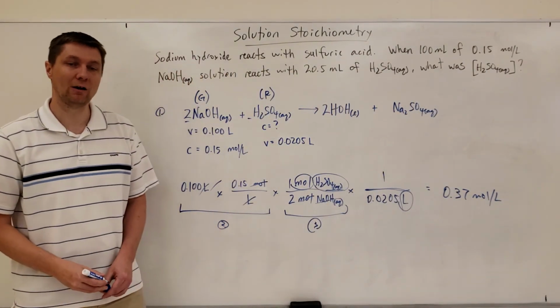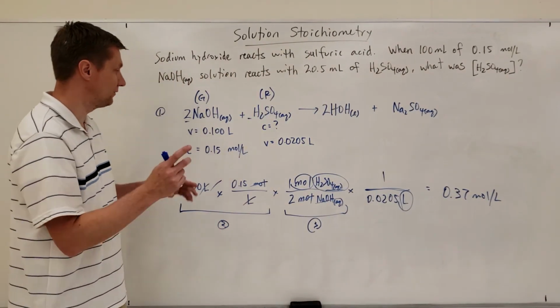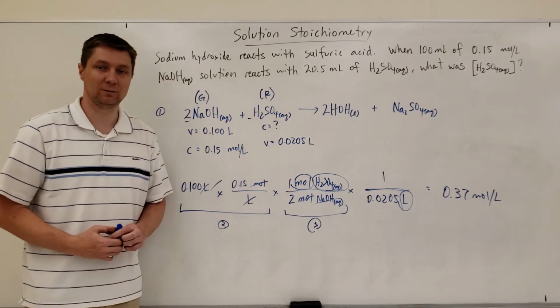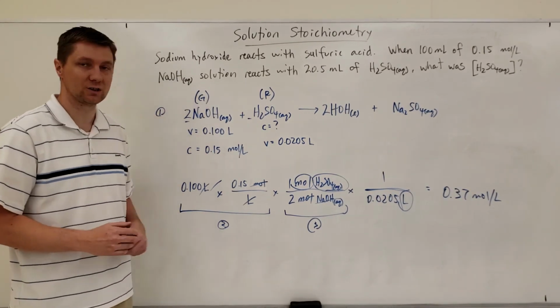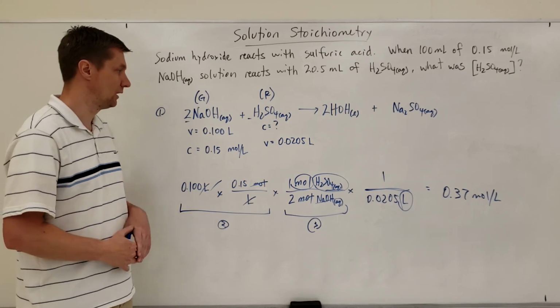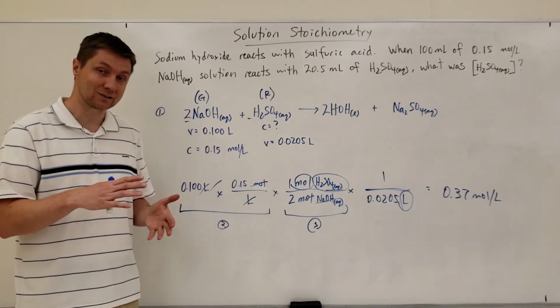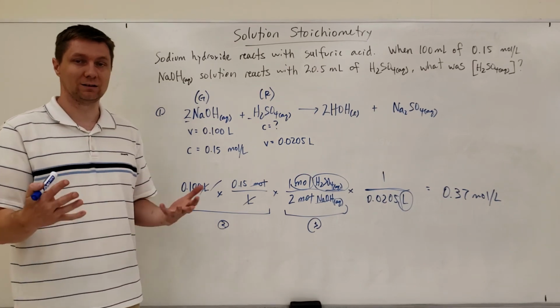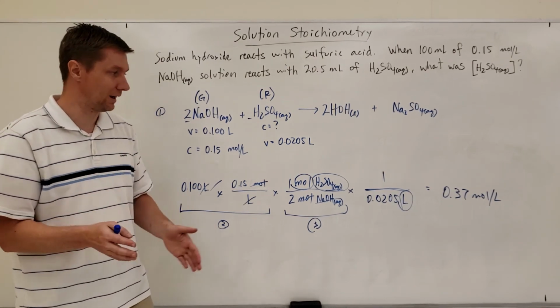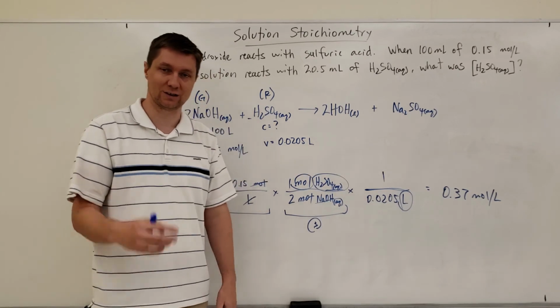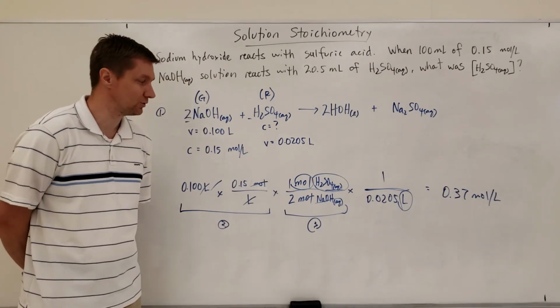I'm rounding this to 2 significant digits because if you'll notice in the question it gave me a concentration of sodium hydroxide only to 2 significant digits. Yes, these numbers here do have 3 sig digs, but because this one has less, it's only got 2. That's the limiting factor I have to work up to. I can't go more than 2 with my answer because of that. So 0.37 moles per liter.